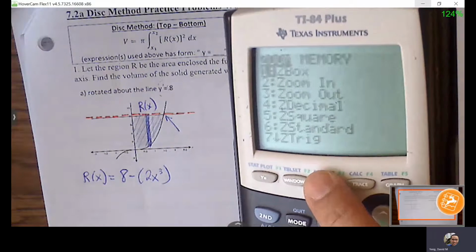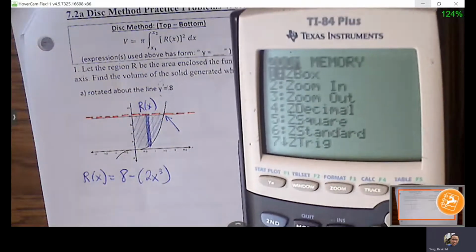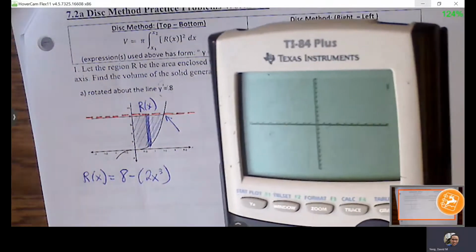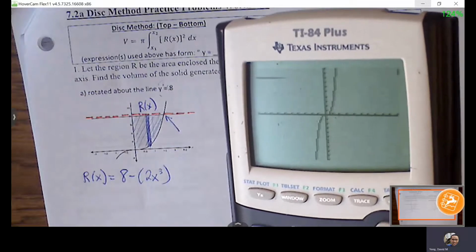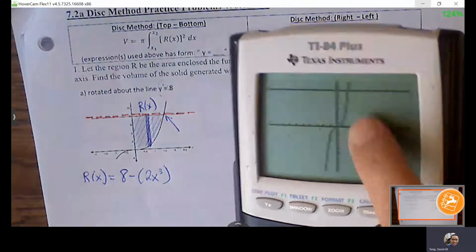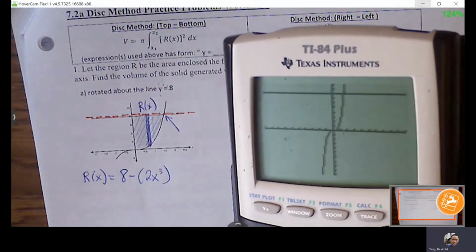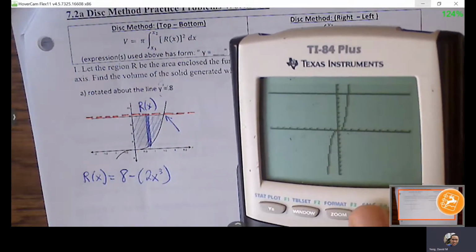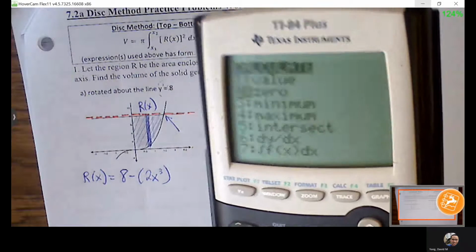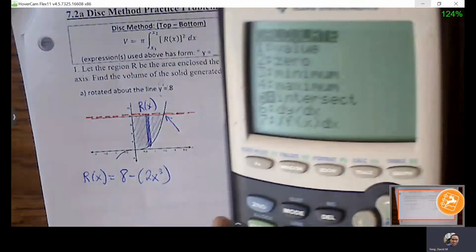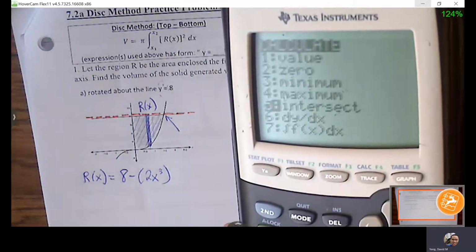If you do zoom 6, it'll take you to a standard window. And in this case, it looks like it's good enough for me to find that intersection. So for me to find it, you make the calculator do it for me. So I'm going to go to second trace and select intersect. So second trace, intersect.